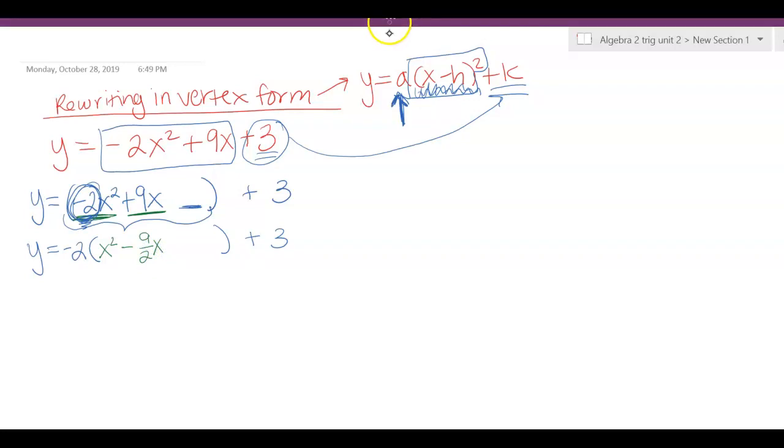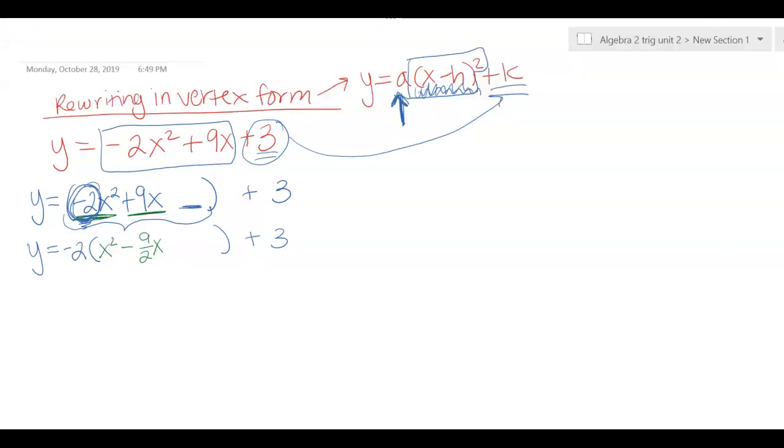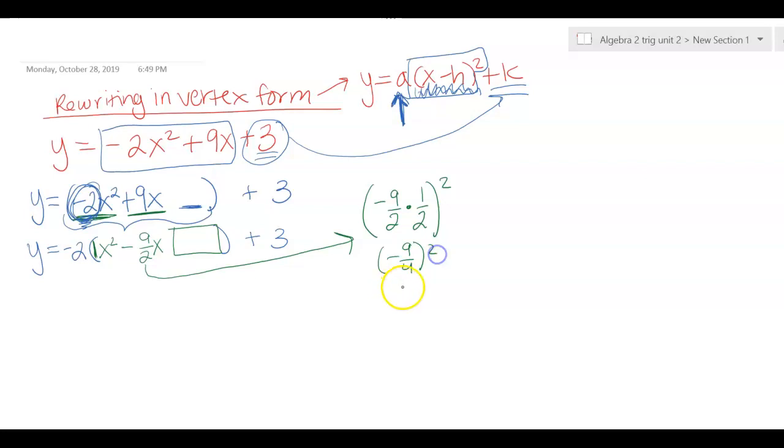The next thing I'd want to do is I want to build this perfect square that's in here. And now I can use the formula that we had because now our lead coefficient on x squared is 1. So I'm going to take -9/2, and I'm going to think about dividing that by 2, which is the same as multiplying it by 1/2, and squaring it, which gives me (-9/4) squared, which is 81/16.